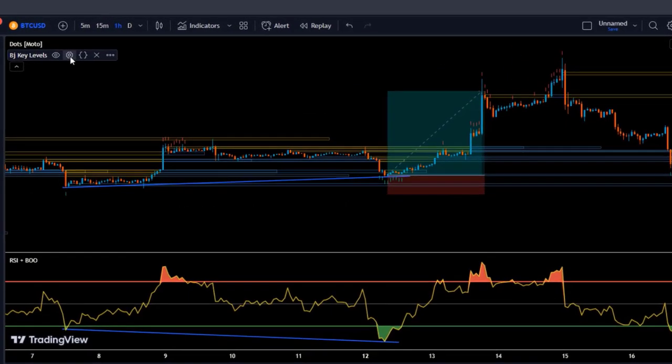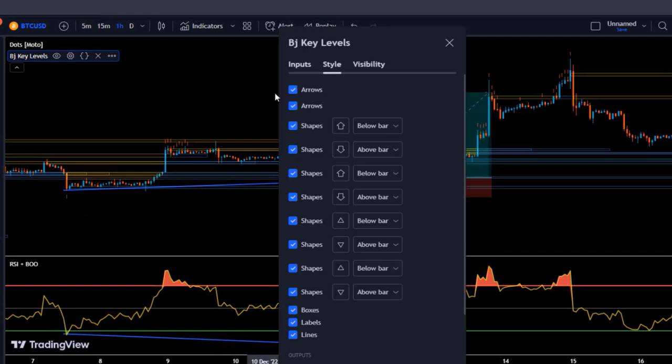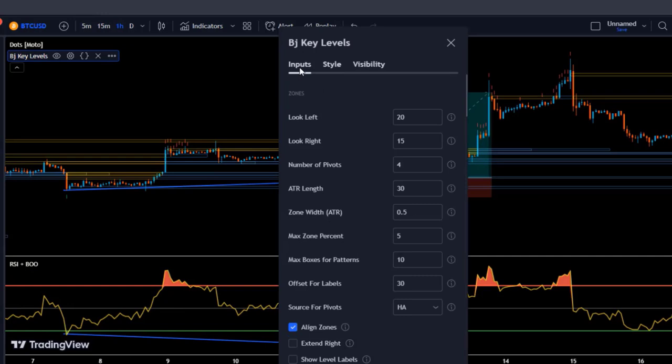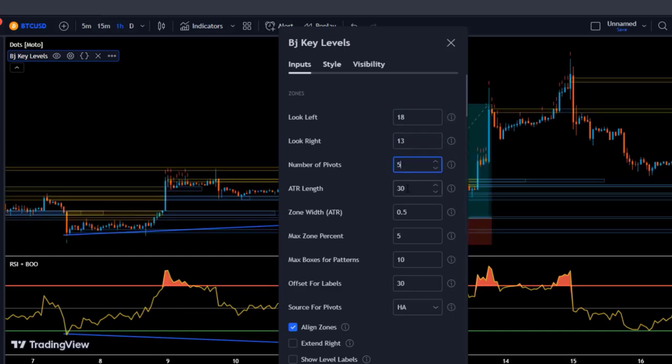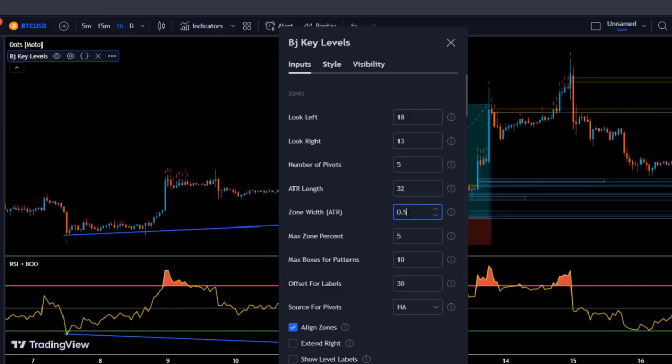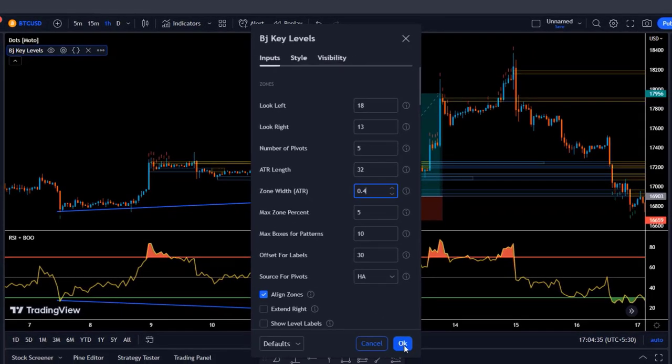And now we have to change some settings here. So go to the settings of this indicator, and then the inputs. You change the look left from 20 to 18, look right to 13. And then we have here the number of pivots, you change it to 5. The ATR length from 30 to 32. And then we need a zone width for the ATR of 0.4. And now we have our setup for this indicator, you click OK.